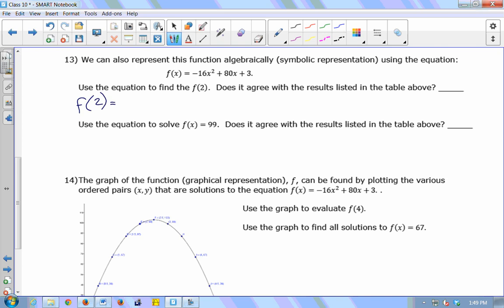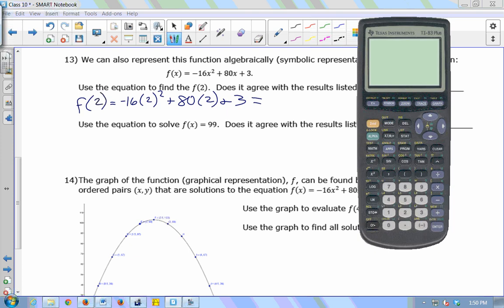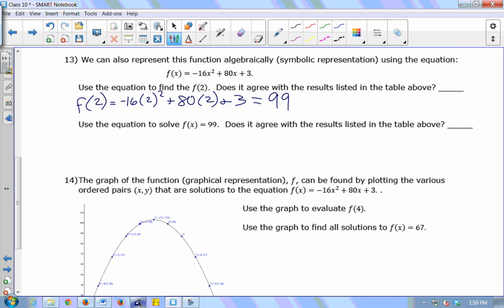f of 2 means x is 2. I'm going to plug a 2 into the formula, replacing all my x's with 2's. And I get negative 64 plus 160. What is that? I should probably just get my calculator out. Negative 16 times 4 is negative 64. And then I want to add 160. 96 plus 3 is 99. 99, which is the same thing I got above, right? 99 feet.